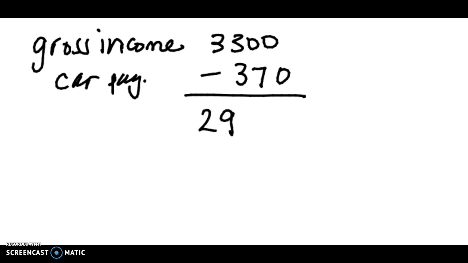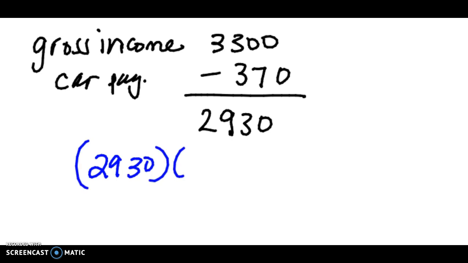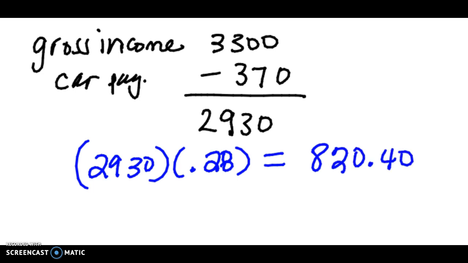So that's $2,930 that remains, and then we want to find 28% of that. So we'll take the $2,930 and multiply it by 28%. And we find that 28% of their adjusted monthly income is $820.40. And that's the answer for part A.